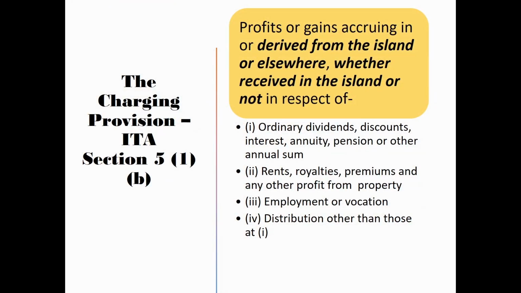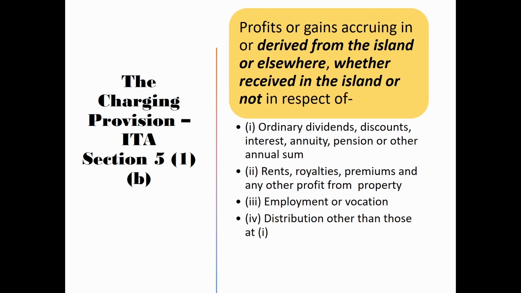So we're going to continue with the resident principle now, the charging provision, and we're going to look at some of the other incomes. Remember we mentioned income from trade, business, profession, vocation, but there are some other incomes that are mentioned. I'm just going to briefly mention these incomes. All right? So profits or gains accruing in or derived from the island or elsewhere, whether received in the island or not. So we have ordinary dividends, discounts, and it's right up there on your screen. Rent, royalties, premium, employment or vocation, distribution other than those we mentioned.